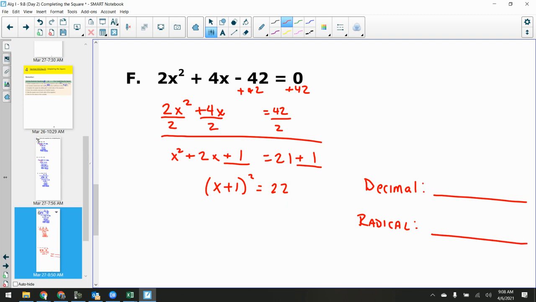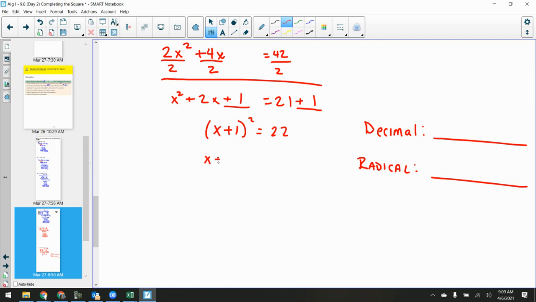I'm going to ask for 2 different answers. I'm going to ask for the decimal answer and the radical answer. So here's what we need to do. We're going to square root the opposite side, and we're going to say x plus 1 is equal to plus or minus the square root of 22. And we're just going to leave it like that for right now. What would we do to get x completely alone? Subtract 1, so we're going to do the exact same thing. So x is equal to negative 1 plus or minus the square root of 22. And guess what? That's my radical answer.